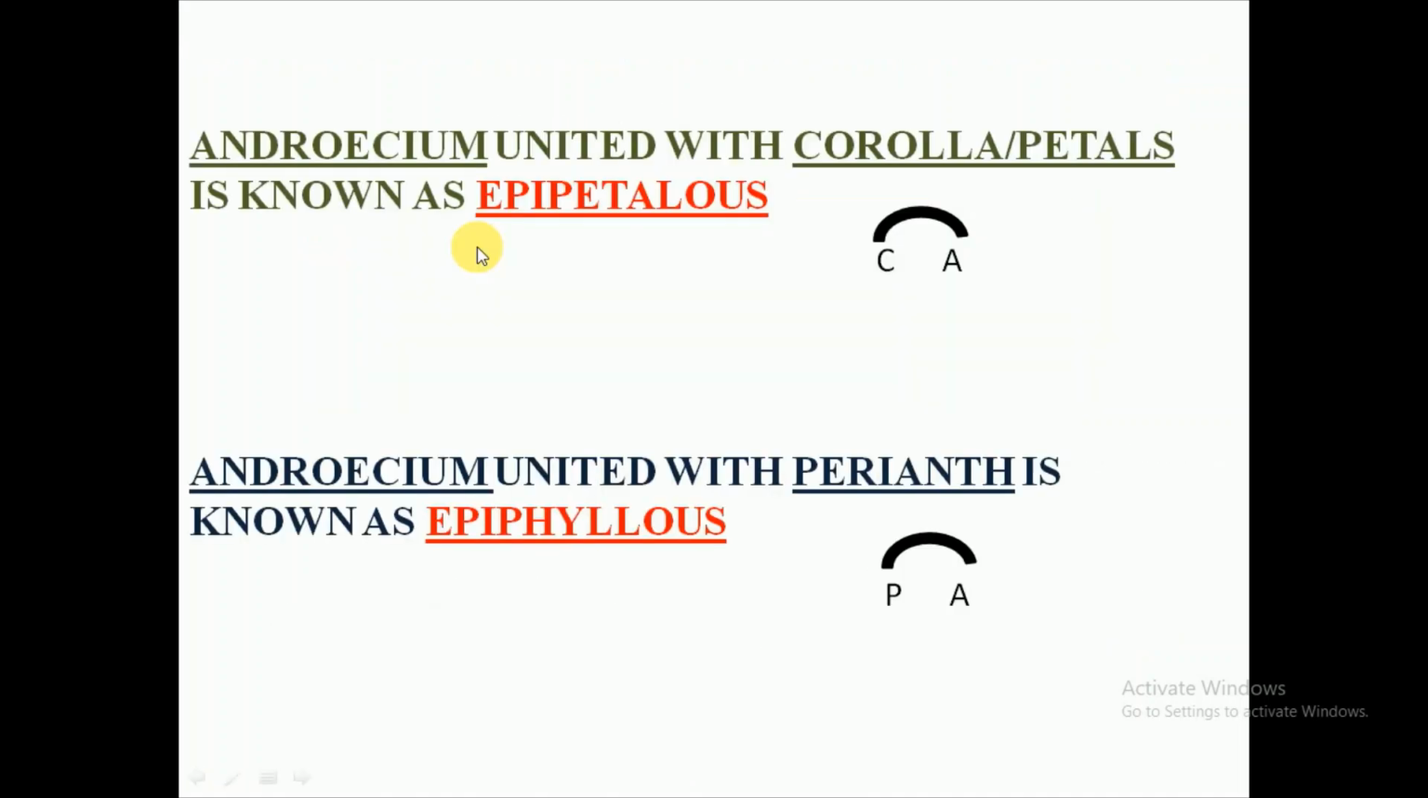Another condition we will see here is that androecium are united with corolla or petals, and this is known as epipetalous. In this condition, androecium are united with corolla and we represent it with the arc sign.